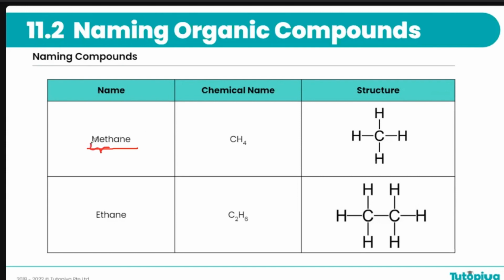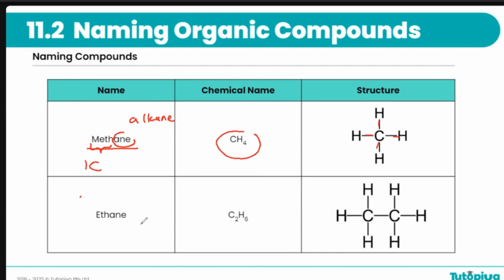The prefix is meth. So if the prefix is meth, this means there's only one carbon. And the suffix is -ane. Ane means this molecule should be an alkane. So we have to draw an alkane with one carbon. An alkane with one carbon would be just CH4. One carbon with 4 hydrogens on each side.